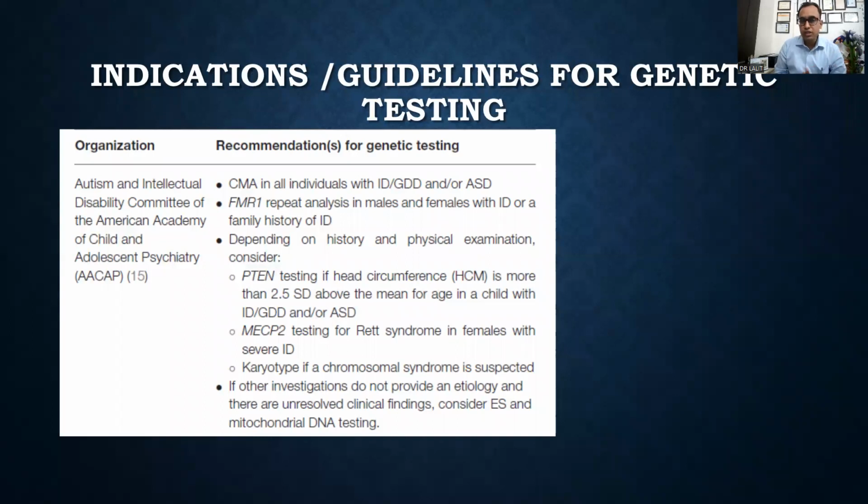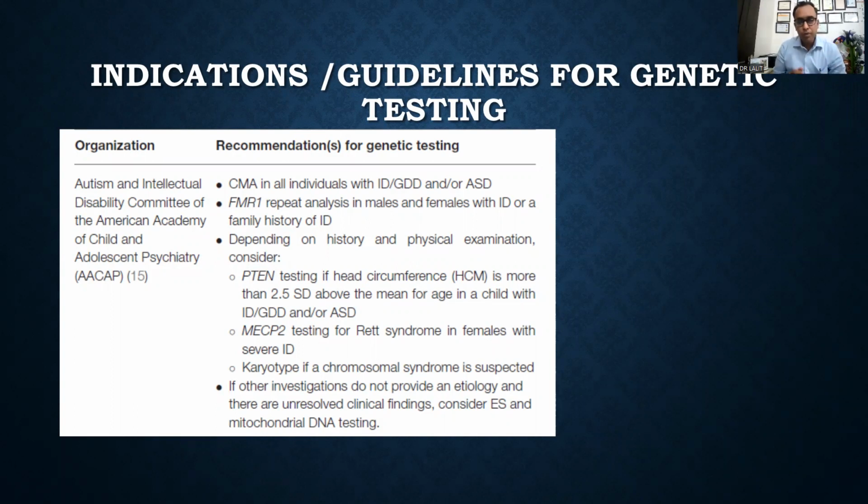There are different organizations, and they have different recommendations. As per the recommendation of the Autism and Intellectual Disability Committee of the American Academy of Child and Adolescent Psychiatry, taken from various research, and I will share the references also, CMA should be done in all individuals with global developmental delay, intellectual disability, and or ASD. So as per them, all children with ASD, with or without ID or GDD, should go for genetic testing.